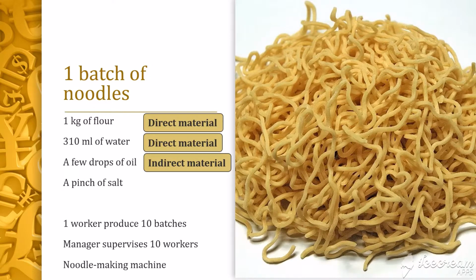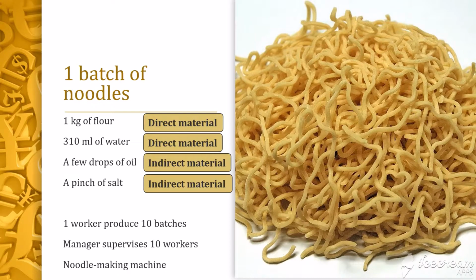The same goes to the salt. Since it is just a pinch of salt, it is not worth measuring how many grams of salt is used in each batch. The company will allocate the cost, meaning check how many batches of noodle is produced using one packet of salt and allocate the cost of one packet of salt to the number of batches produced.